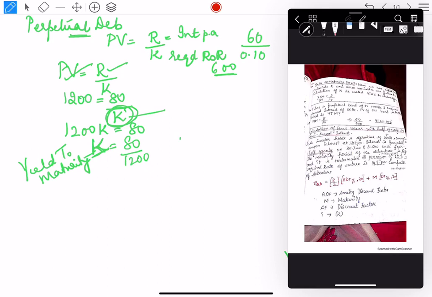Now, PV into K is equal to R. K is equal to R divided by PV, right? So yield to maturity is R, that is your interest, divided by the present value. So there is a sum on that. I am sure all of you can just substitute and find out. It is a very simple sum. What you need to do is just apply that formula. YTM is equal to R divided by PV. So do go ahead and do it.